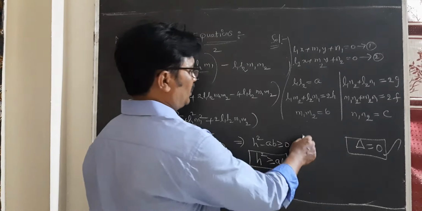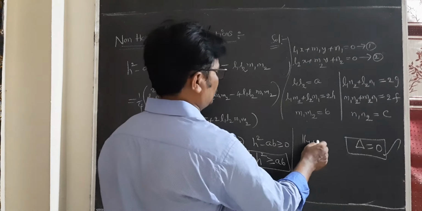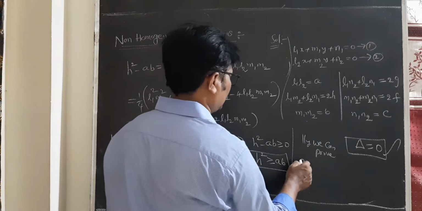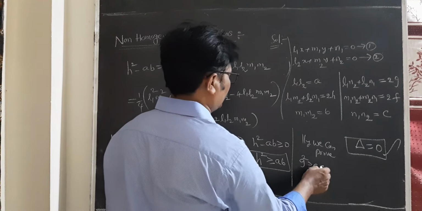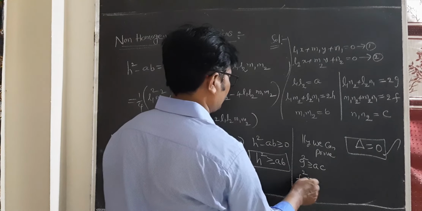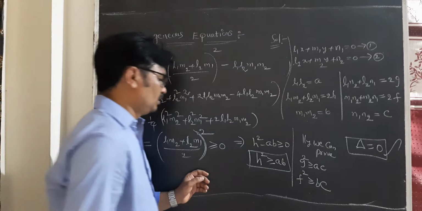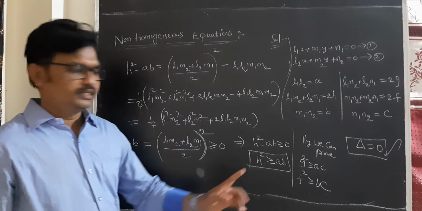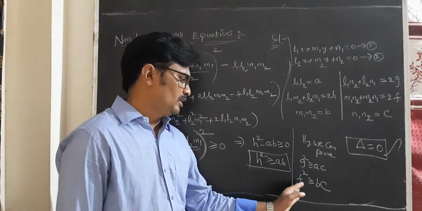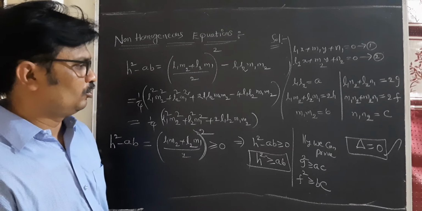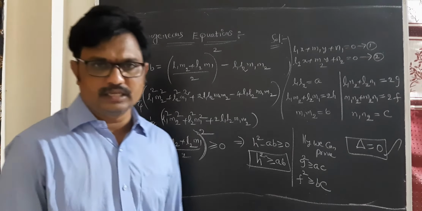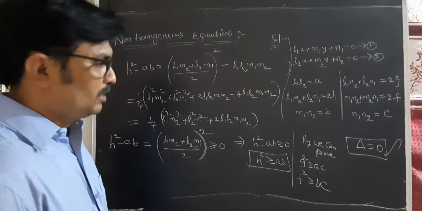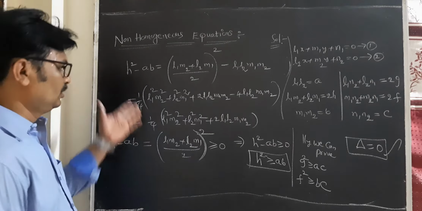Dear students, similarly we can prove that g square is greater than or equal to ac and f square is greater than or equal to bc. First we saw that h square is greater than or equal to ab, then g square greater than or equal to ac and f square greater than or equal to bc. Okay students, this is the theorem for the second degree non-homogeneous equation representing a pair of lines. Write this one.